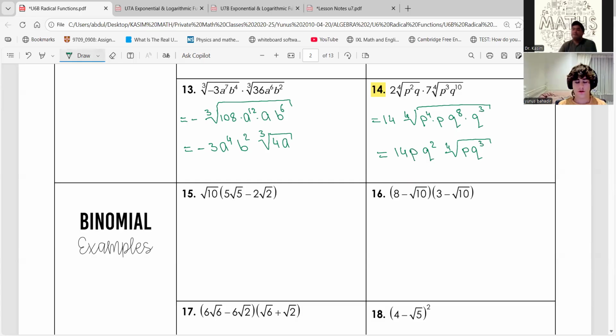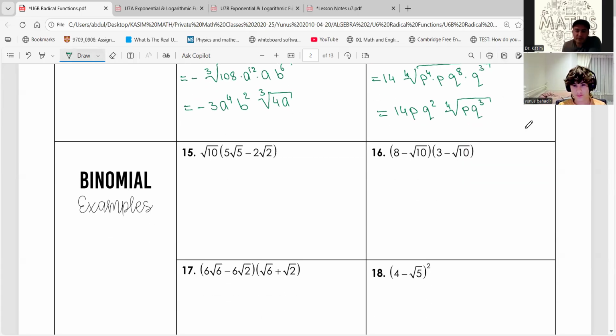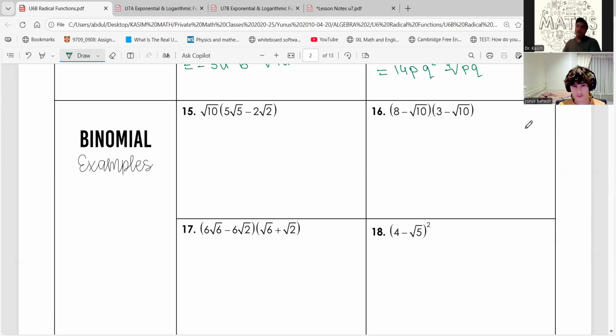It's 14 P Q squared, then fourth root of P times Q cubed. And how about multiplying numbers? The same idea. This should be the property again, right? Here we have square root of 10 times 5 times square root of 50. 5. So immediately I can write the whole part is 5. Under the root, right, it is 50.